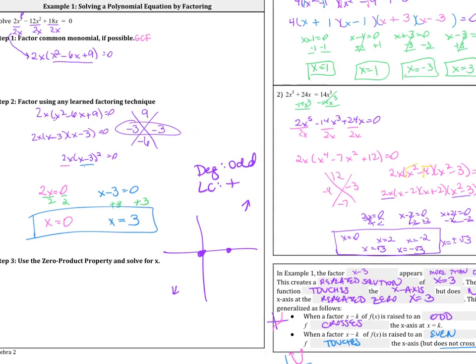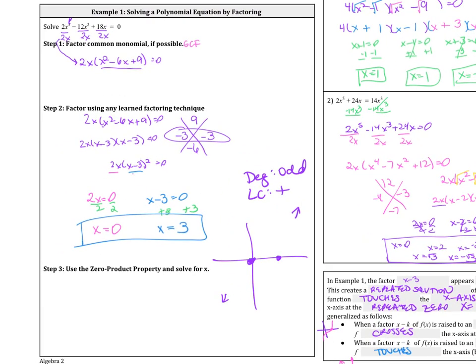Now one more thing we know is that if it's a repeated zero, so if it's raised to a square or a fourth, then it will bounce off of that x-axis. So because x minus 3 is repeated, it's going to bounce at this 3. The 0 here, that's 2x raised to the first power, that is odd. So that means it's going to cross at x equals 0. So now we can complete this graph. We know that it does something like this, right? So a better sketch. We know where the x-intercepts are.